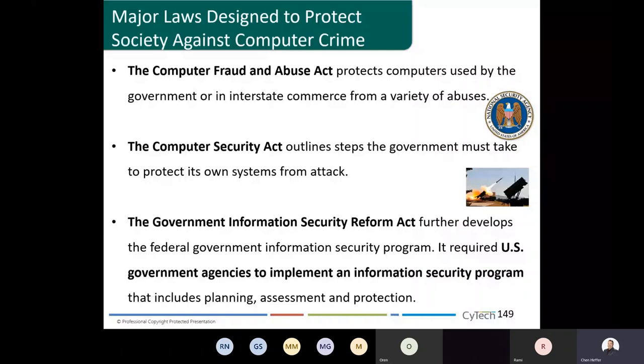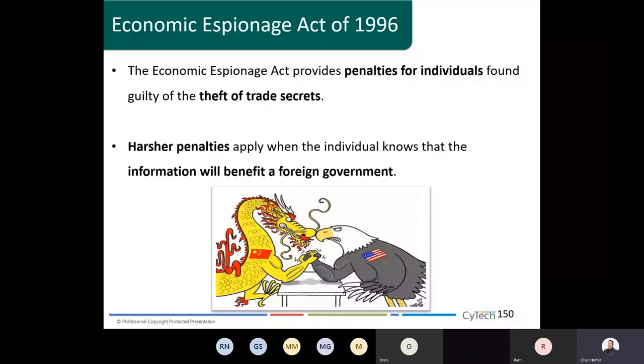The Economic Espionage Act of 1996 says that any espionage act against organizations in the US will bring penalties for individuals for the accusation of theft of trade secrets. And we will talk about trade secrets soon. But if you act as an espionage agent under this act and transfer the information to another organization or another foreign government, which is not a US government, then you can be accused under criminal laws and get even harsher penalties by doing that.